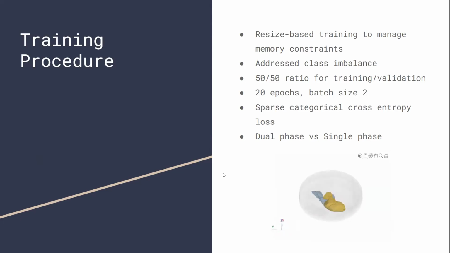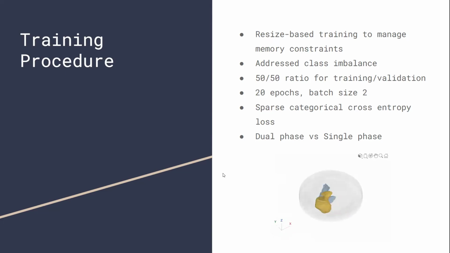So, to our training procedure. Our training procedure was designed to handle the computational constraints. So we resize it, and then we address the class imbalance, and we use a 50-50 ratio to make the three models consistent. And then we train for 20 epochs using a batch size of 2. And for the loss function, we use the TensorFlow default sparse categorical cross entropy loss.